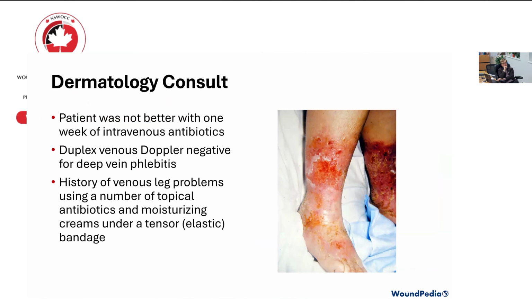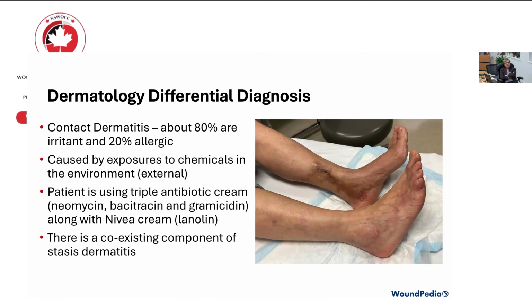Patient was not better with 1 week of intravenous antibiotics, duplex Doppler negative for deep vein phlebitis, history of venous leg problem, using a number of topical antibiotics and moisturizing creams under a tensor or elastic bandage. Next slide. Contact dermatitis, about 80% are irritant, 20% allergic. Exposure to chemicals in the environment.